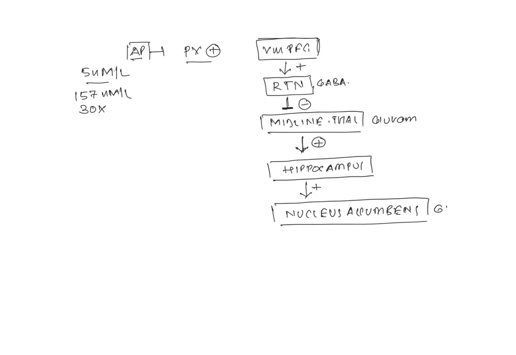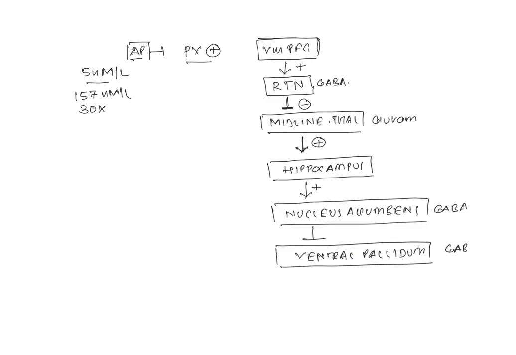And the nucleus accumbens is GABAergic in nature. So when you stimulate it, it inhibits the ventral pallidum. The ventral pallidum is GABAergic in nature. All right. And the ventral pallidum, when it's functioning normally, inhibits the dopaminergic neurons in the ventral tegmental area, which is the dopaminergic center in the midbrain.